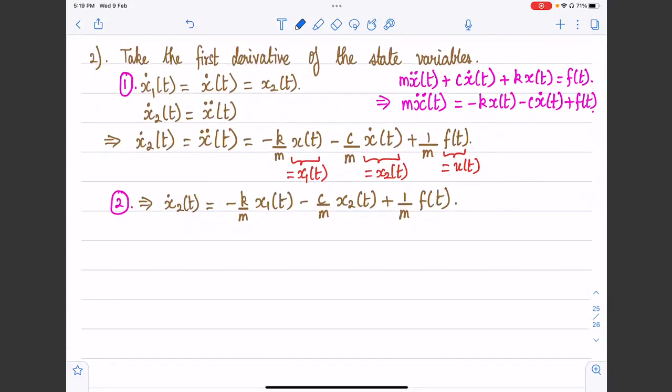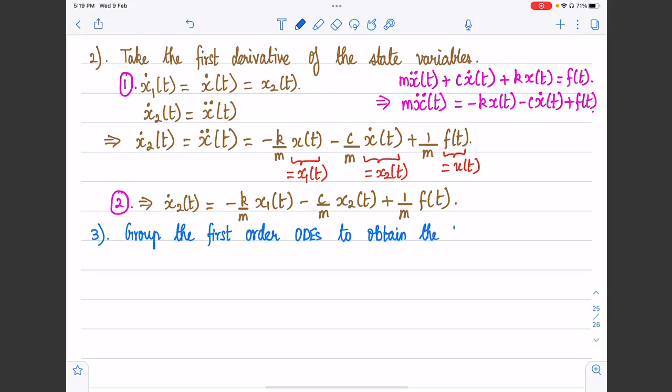Fine. So let's move on. Any other questions before I go to the next step? Okay. The third step is to essentially group the first order ODEs to obtain what is called a state equation. Let's write down what this is. So we group the n first order ordinary differential equations to get what is called a state equation.